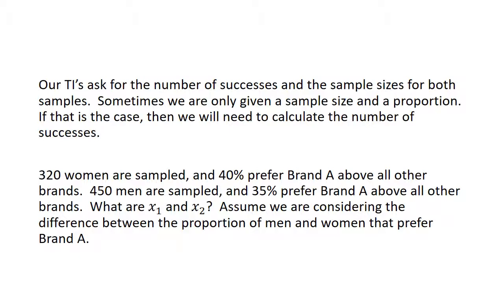So, 320 women are sampled, 40% prefer brand A above all other brands. 450 men are sampled, 35% prefer brand A above all other brands. What are X1 and X2? What are the number of successes in group 1 and group 2? Well, we need to figure out what's group 1 and group 2. If this were a hypothesis test, it doesn't matter. If this is a confidence interval, we want to be careful.